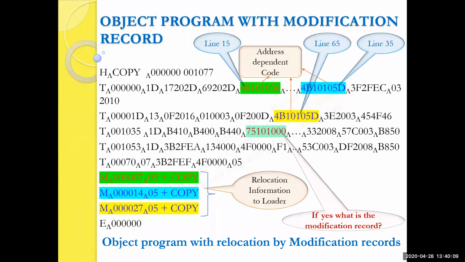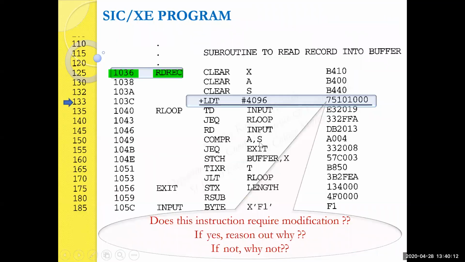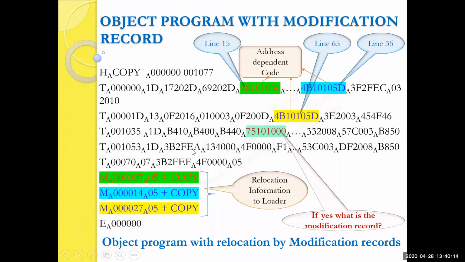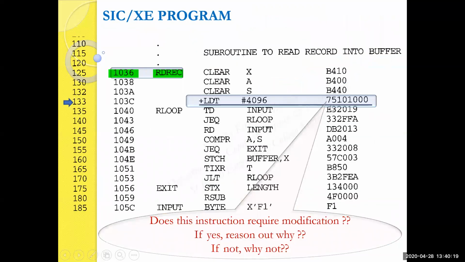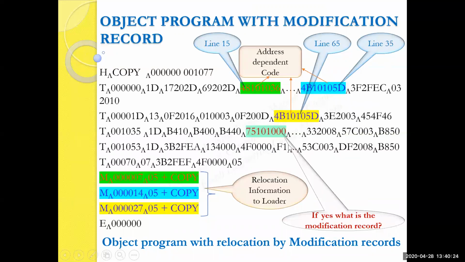Further, if your answer is yes, then what will be the modification record for this instruction? Please note the object code is 75101000. If you say that the instruction requires modification, please show the modification record corresponding to this. And if your answer is no, you can just ignore generating the modification record, because we don't need the modification record in such a case.